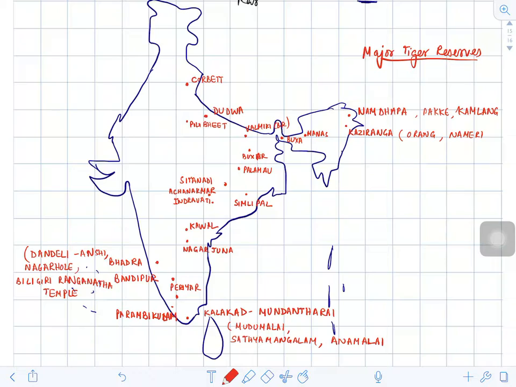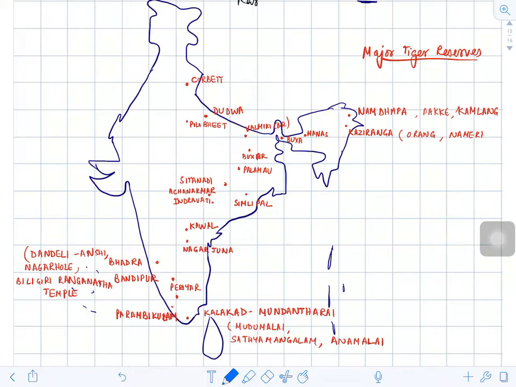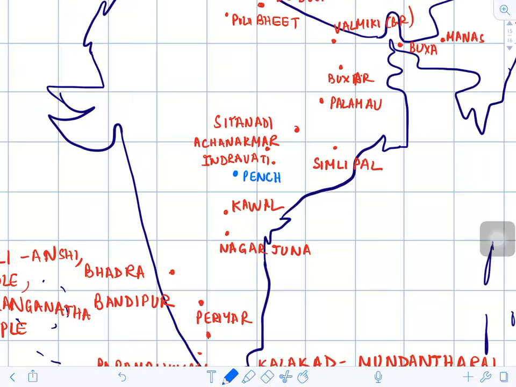Let's move to Maharashtra. Maharashtra also has a number of tiger reserves. It's mostly in the Vidarbha region, which includes, let me mark it with a different pen so that it's clear for you guys, Pench, then Tadoba Andheri, then Melghat. Bear in mind the Pench Tiger Reserve is shared between MP and Maharashtra. Pench is on the boundary of MP and Maharashtra.